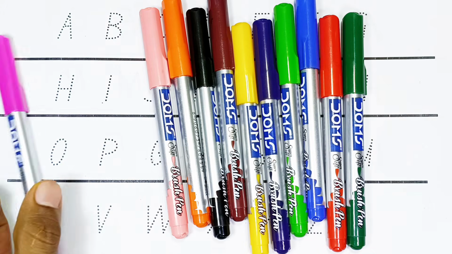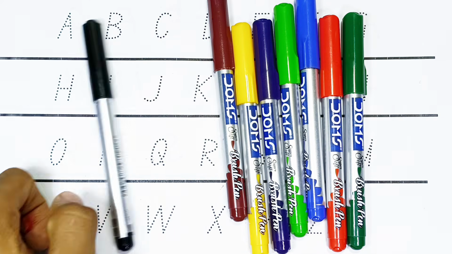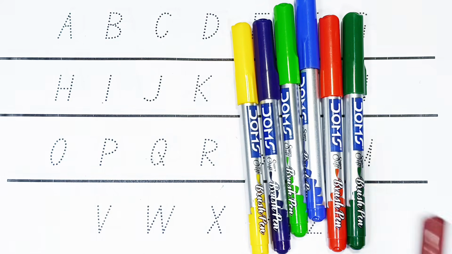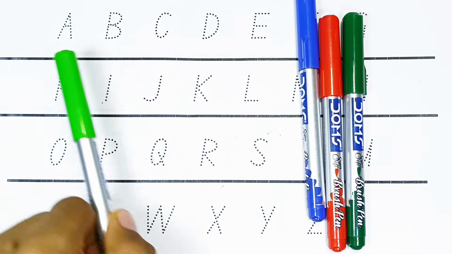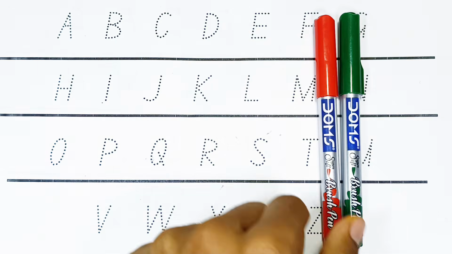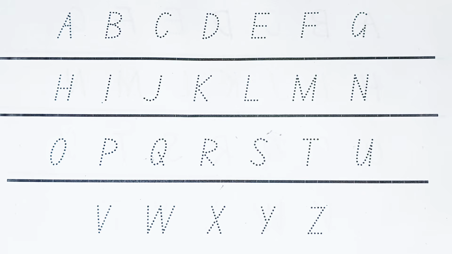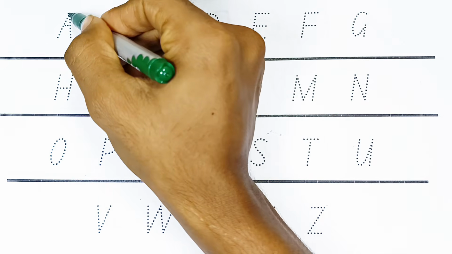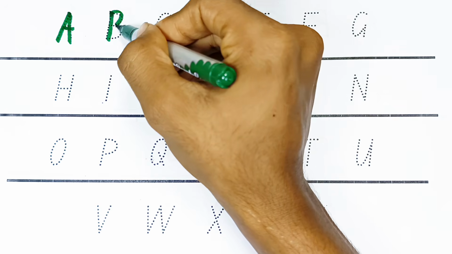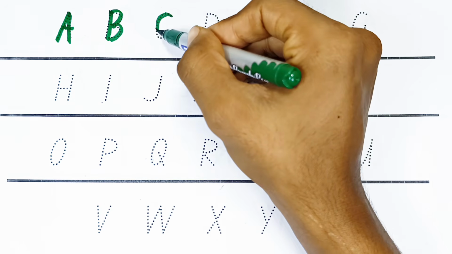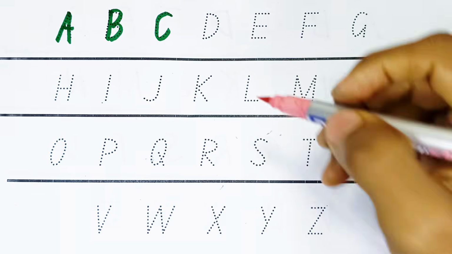Sky blue color, pink color, light pink color, orange color, black color, brown color, yellow color, purple color, light green color, blue color, red color, and green color. So kids, now you draw A. A for apple. B. B for ball. C. C for cat. Kids, now you draw D.